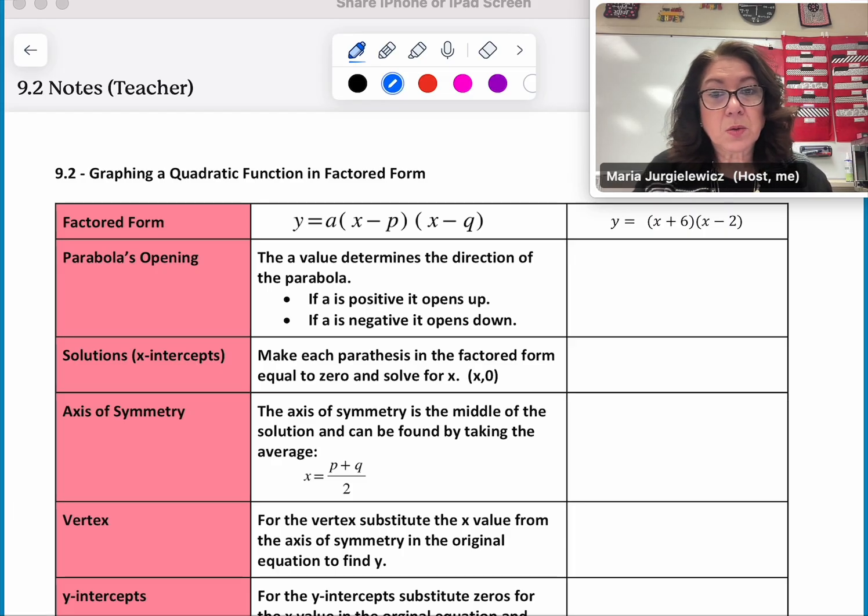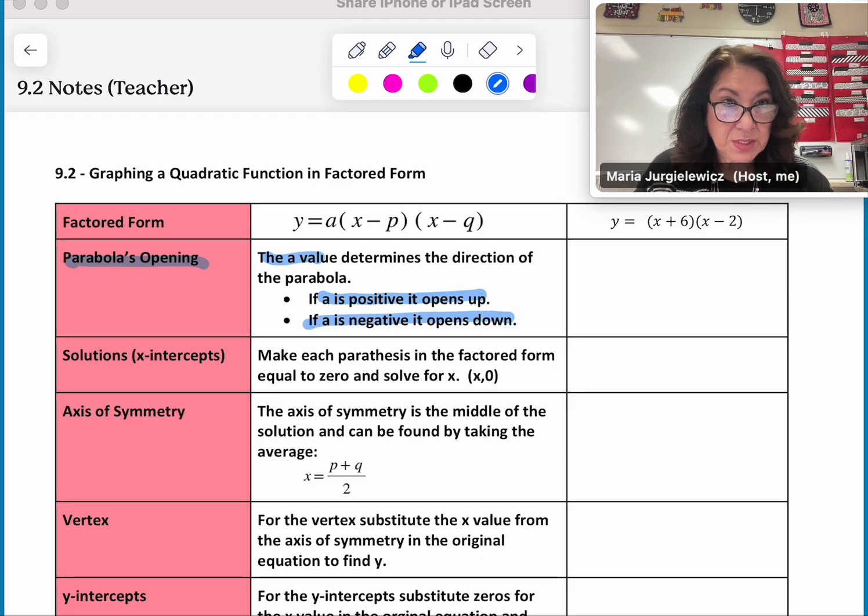Okay, so an important thing is which way does that parabola open? Does it open up? Does it open down? You're going to find that a lot of the same things still apply. The parabola opens according to the a value. If the a value is positive, it opens up. If the a value is negative, it opens down.